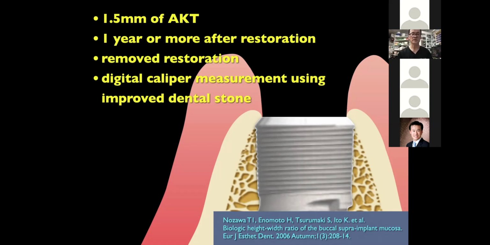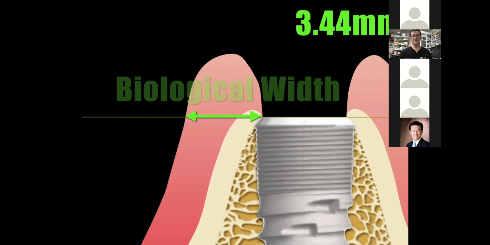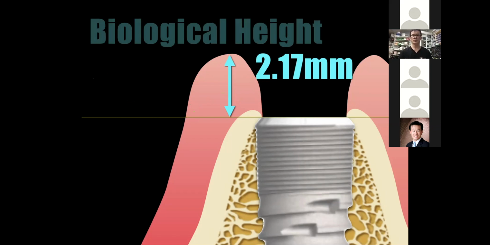They removed the restoration and they measured all the parameters after they took some impressions. So they measured the height, the depth, all of these parameters, and then they start to look at this. Now, they don't call it this, but I'm calling it the biological width, okay? The biological width, to me, from the platform outwards, in their data set was 3.44. The biological height from the same parameter, from implant platform to the peak of the soft tissue, was 2.1. So it's wider than taller.